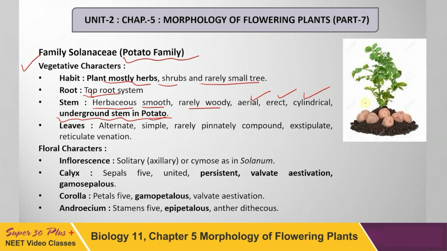You can see here this is a potato plant, where some of the aerial branches go into the soil and their tip will swell because it has stored the food, that is an underground stem. These are again important features.